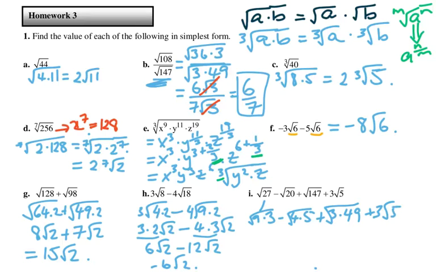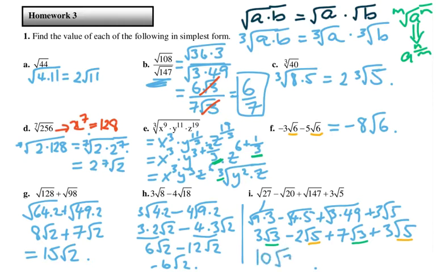Alright, so simplifying, we have 3 root 3 minus 2 root 5 plus 7 root 3 plus 3 root 5. Now, we can group together the ones that have the same inside part for the square root as like terms, here and here. So let's do the root 3s. How many lots of root 3? We've got 10 root 3. And for root 5, we should have just 1.